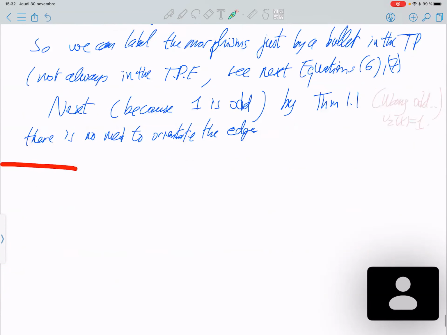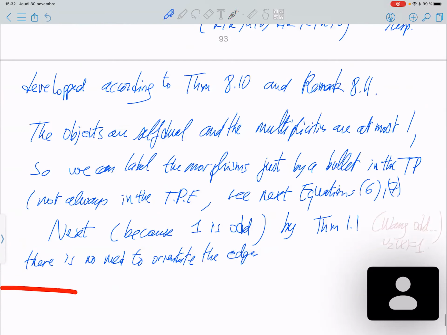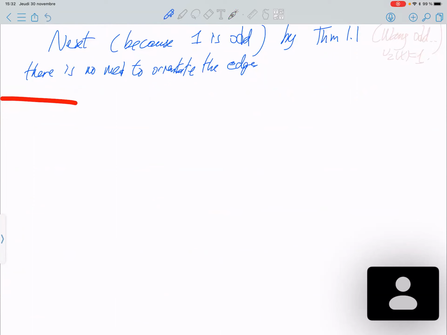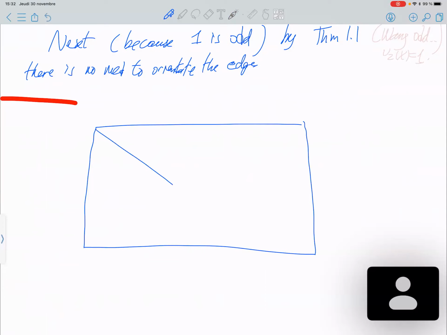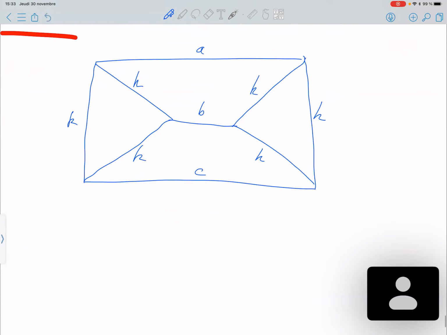Okay. So now let me develop. Let me write the TP and the development. So the TP is as follows. First, for this one, ABC and K everywhere. So you see how convenient this graphical representation is, because you put K everywhere, except in the middle, you have ABC. So it's quite natural to do that when you have such a graphical representation.